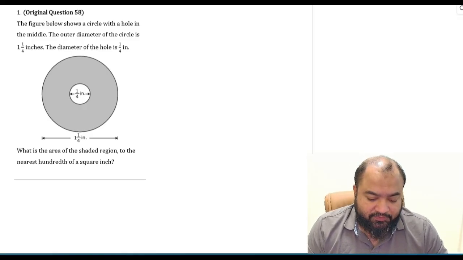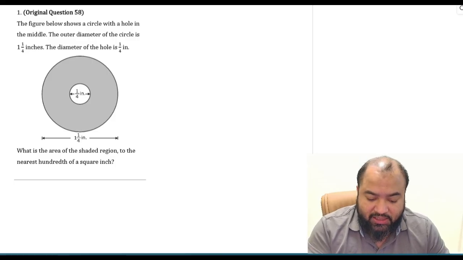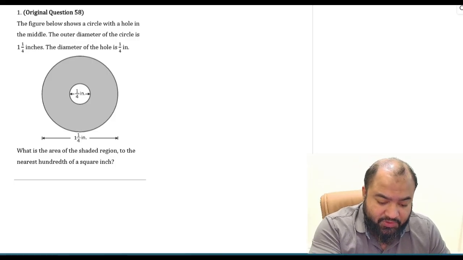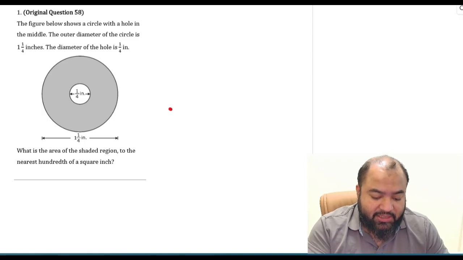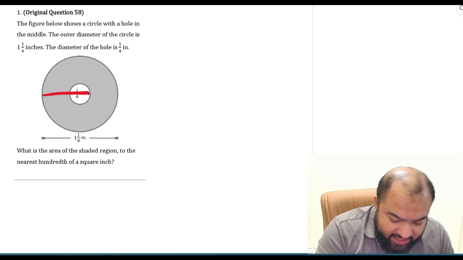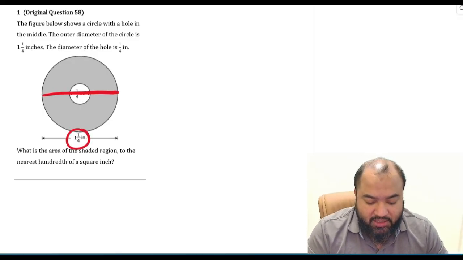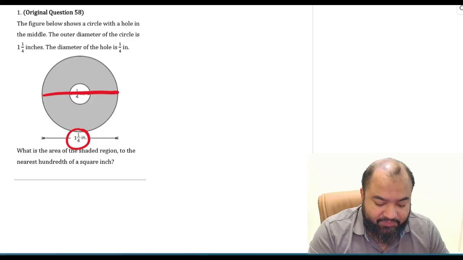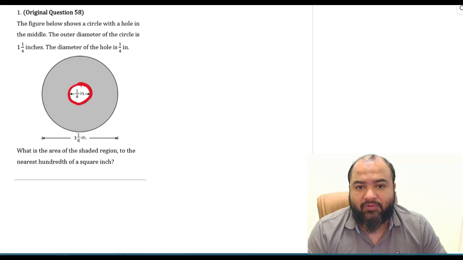First of all, as you can see the circle, the figure below shows a circle with a hole in the middle. Now, the outer diameter of the circle is 1 1/4. So the big circle, the diameter is this one, 1 1/4. They didn't write it there, they wrote it here. So 1 1/4 is the diameter. And the diameter of the baby circle is 1/4.